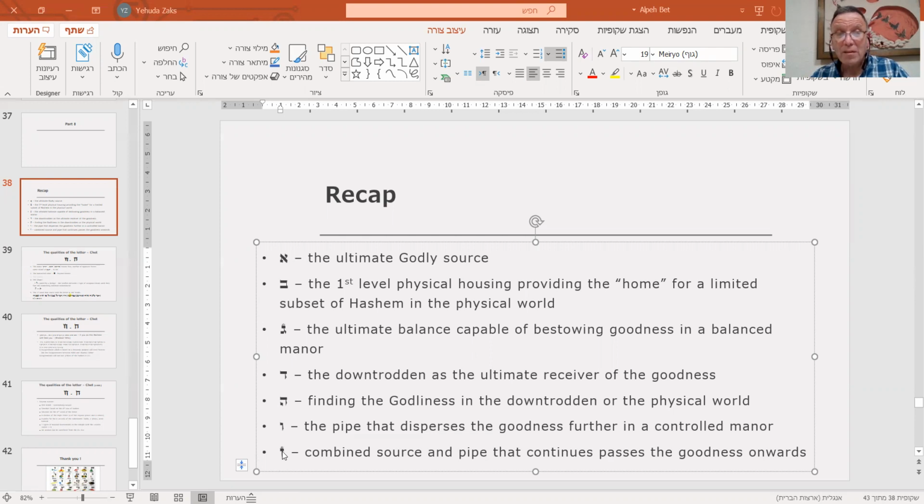Or the little dot is the point in the middle of a cube, representing the spatial side of this world. And the dot in the middle is the godliness that brings it together. That's the little dot on top of the zayin.